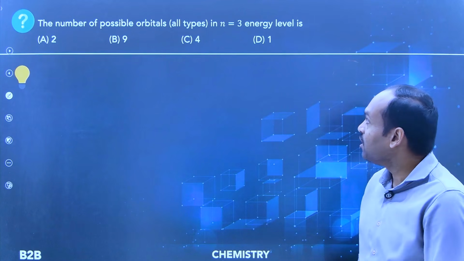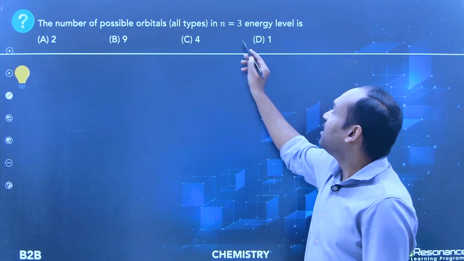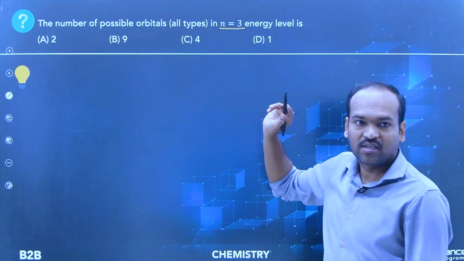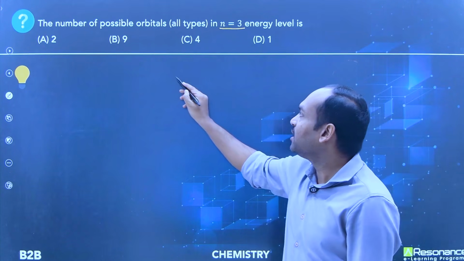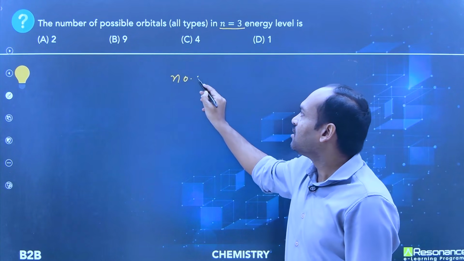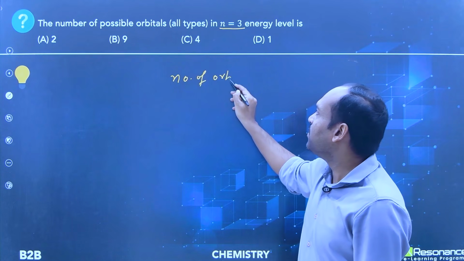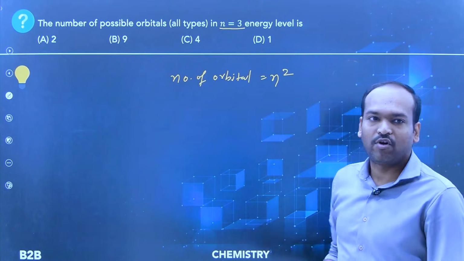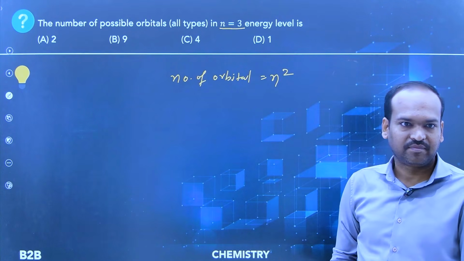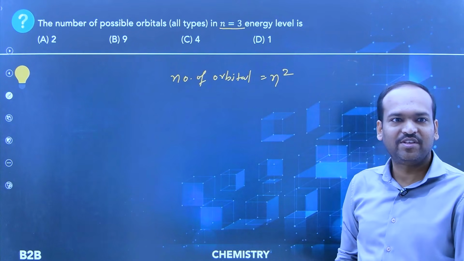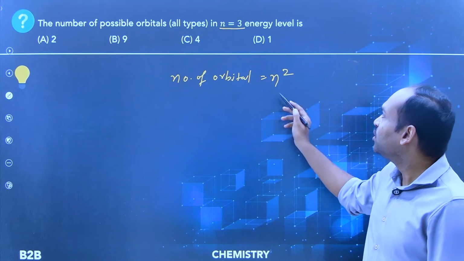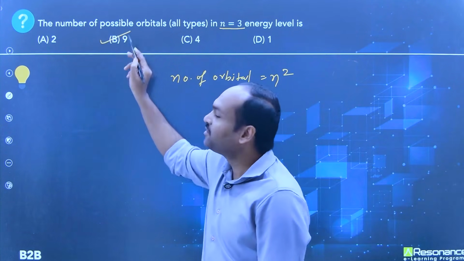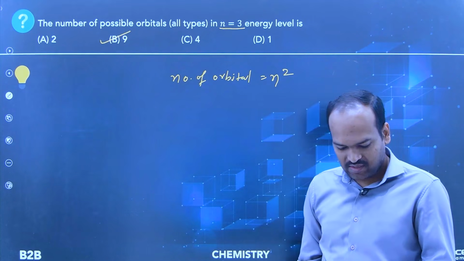The number of possible orbitals of all types in n equals 3. The number of orbitals, simply remember, is equal to n square. The formula is n square. So the answer is 9. Okay? Next.